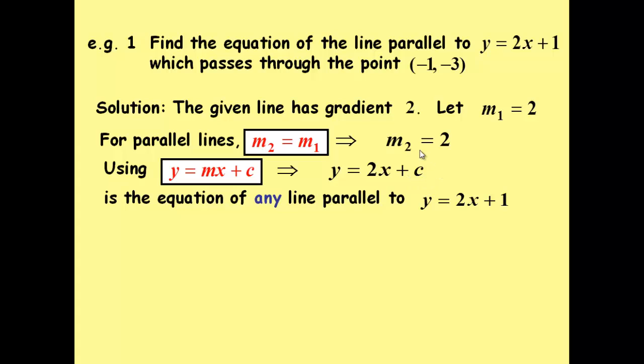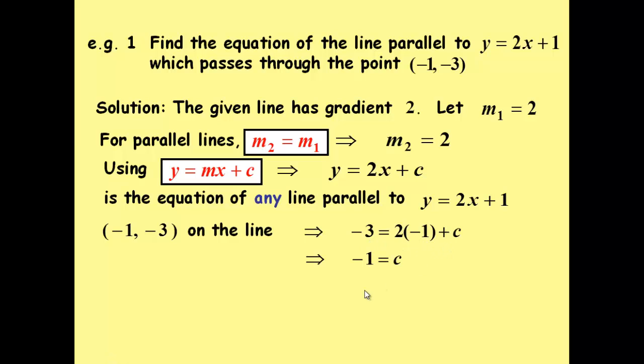This just leaves us now needing to find the c, and we can do that by using the x and y value from the coordinate pair of the point that the line passes through. So if we sub in minus 3 for y and minus 1 for x, we can find out c, and then we simply place the c into this equation, leaving the y and the x, and there's our equation of the line.